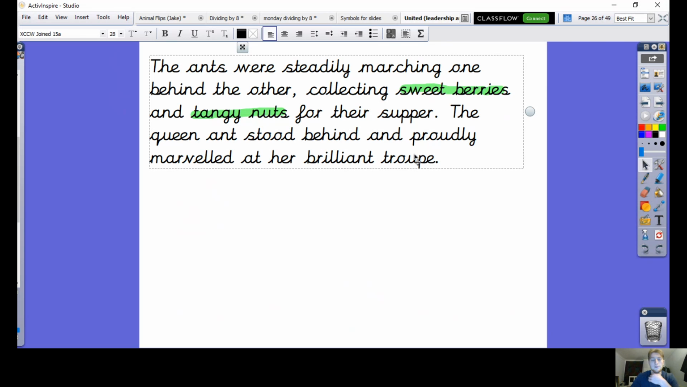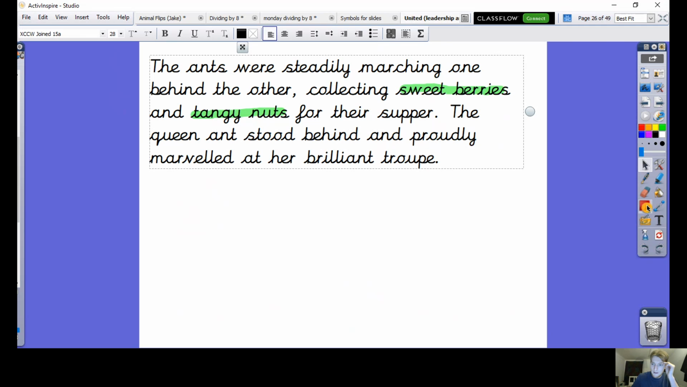Troop is a nice word to use, actually, because it's almost describing the ant as an army. And because we've already mentioned that the ants were marching, which is almost what armies do, troop is another word of describing the ants as a bit like an army, and the queen ant could be the leader of the army.